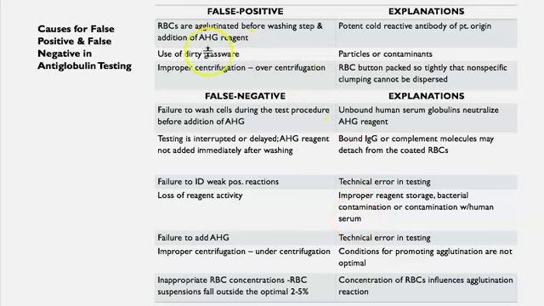Okay, and then reasons for false negatives. If you don't wash the cells during the test procedure before you add the AHG, in this case you would have unbound human serum globulins that neutralize that AHG reagent. If the testing gets interrupted or delayed, so if you fail to add your AHG reagent immediately after the wash step, or you forget to add it at all, maybe your testing got interrupted and you forgot to add it. So those bound IgG or complement molecules could detach from those coated red cells.